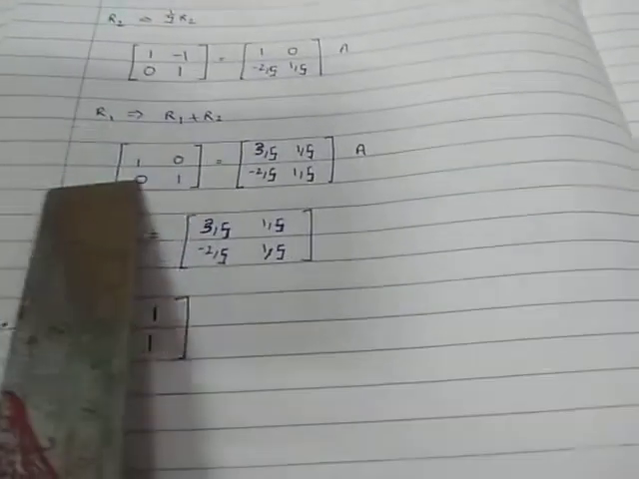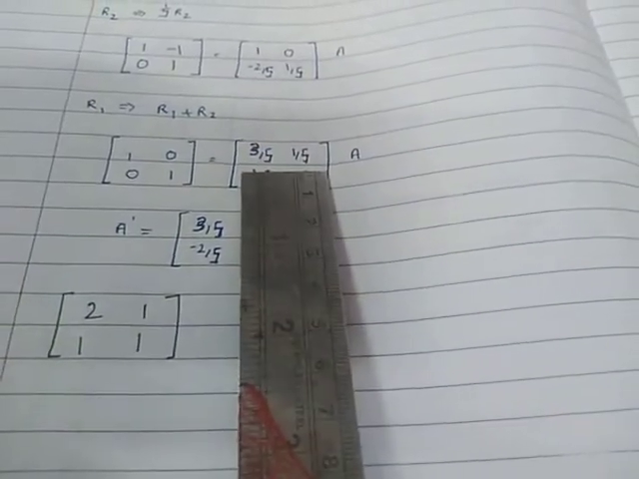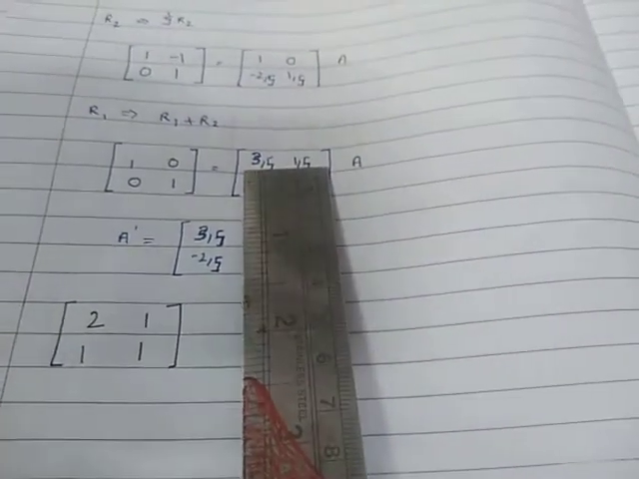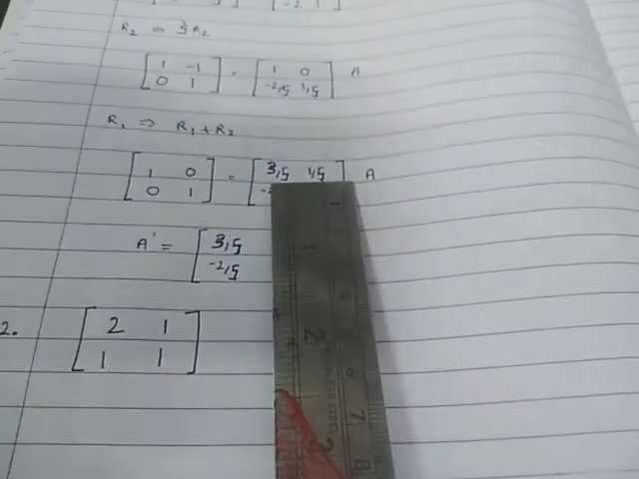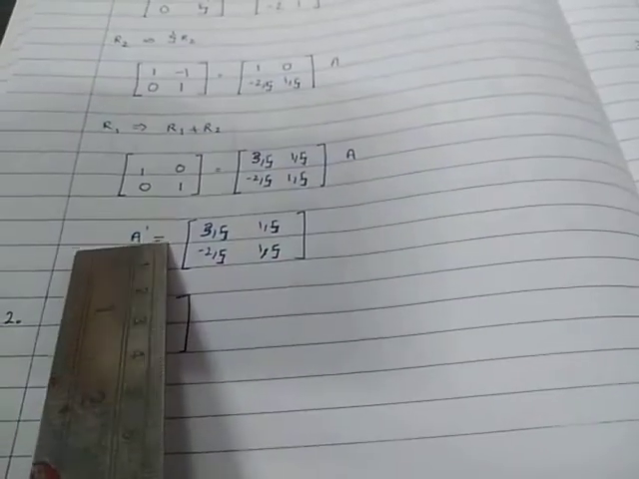Now children, I told you earlier that when this becomes your I, then the changed matrix will become the inverse of the matrix, because the concept is A into A inverse is equal to I. That's why this transformed matrix is your inverse of the matrix. That's why it is written as A inverse is equal to this one, and this is your answer. That's it.